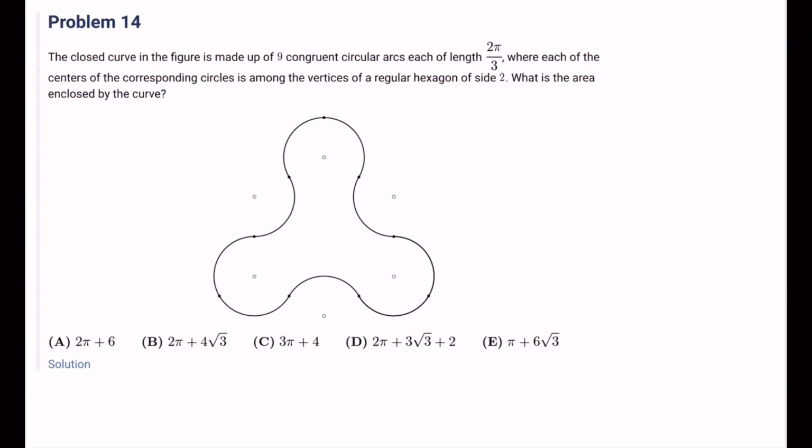length 2 pi over 3, where each of the centers of the corresponding circles is among the vertices of a regular hexagon of side 2.